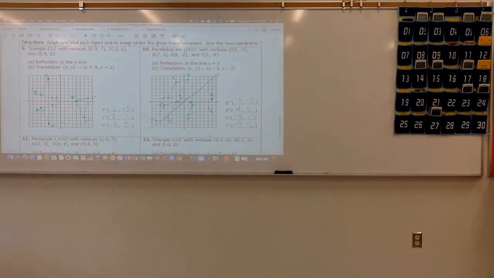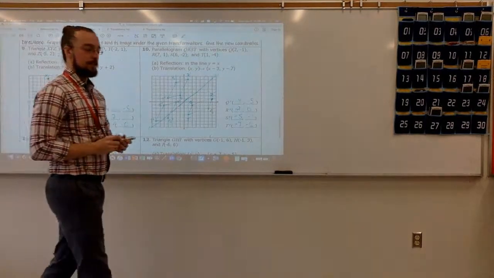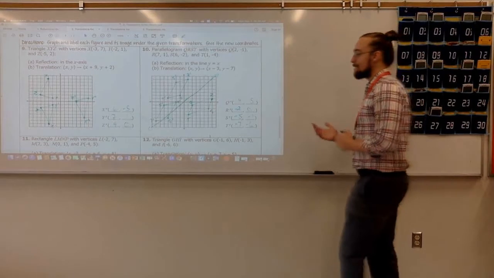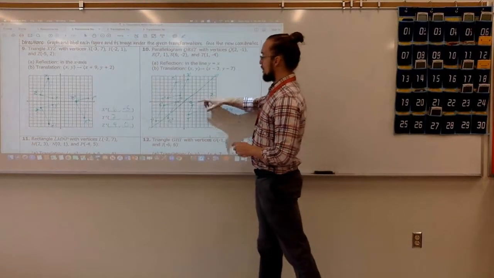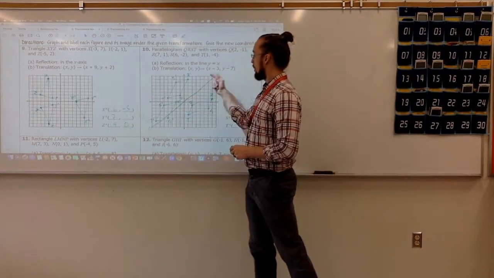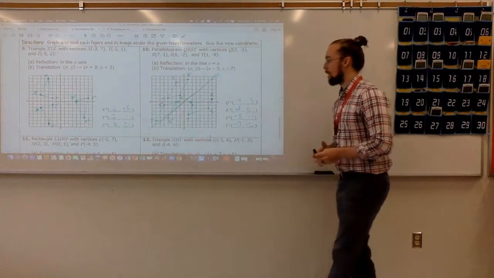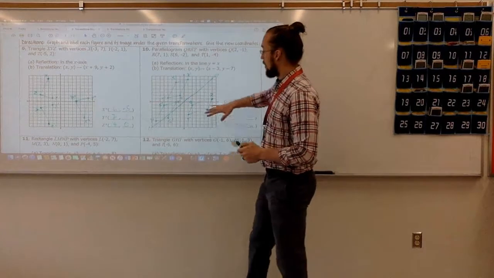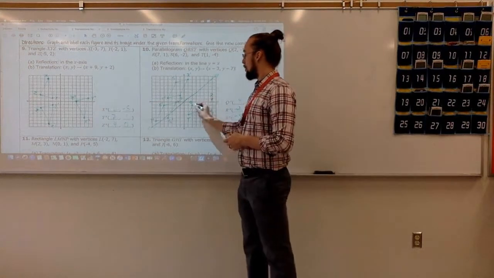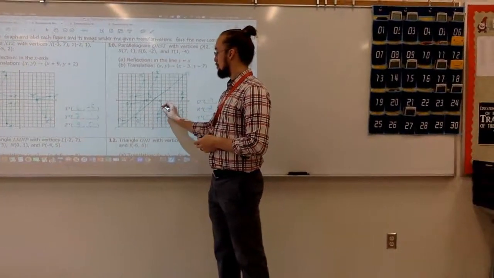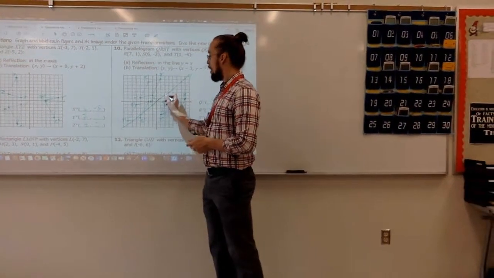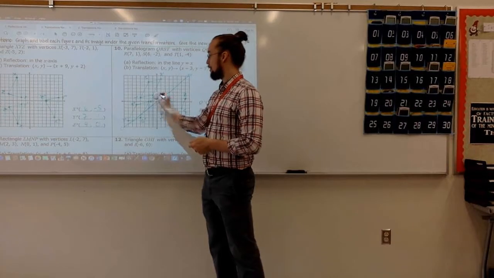All right, let's take a look at number 10 up here. Okay, I believe some people were getting confused on the reflection in the line y equals x. Okay, that's just what we did on Friday, where we took each coordinate and counted the distance to the line y equals x, and then went. So if I went up from Q, then I would go left to get to Q prime.